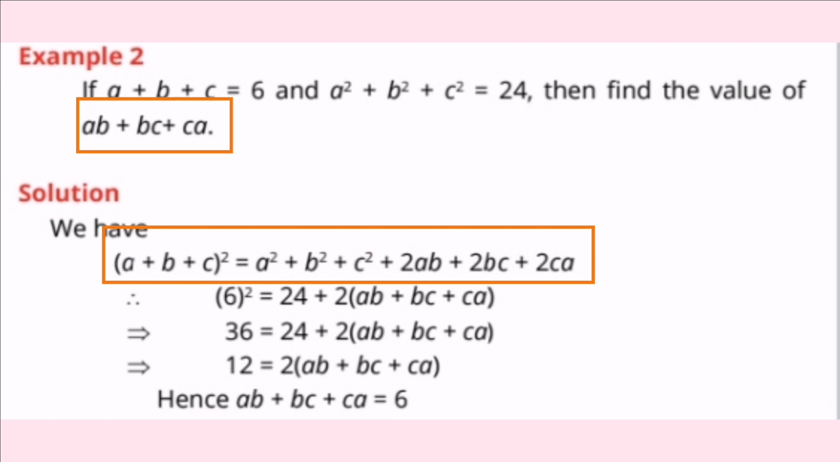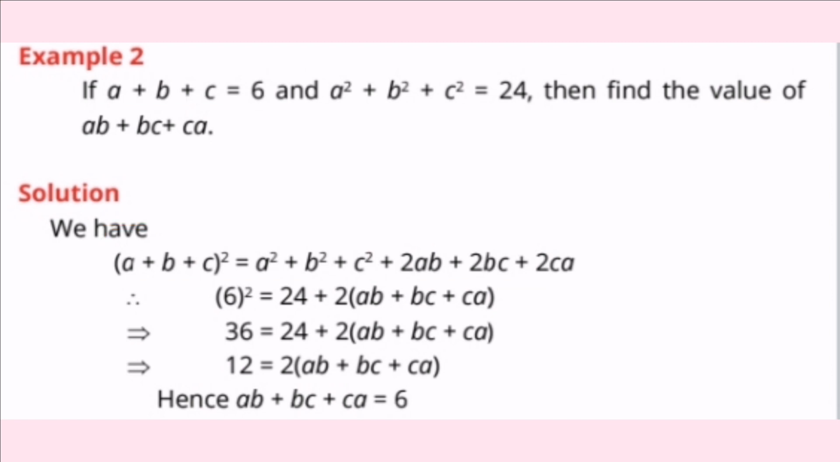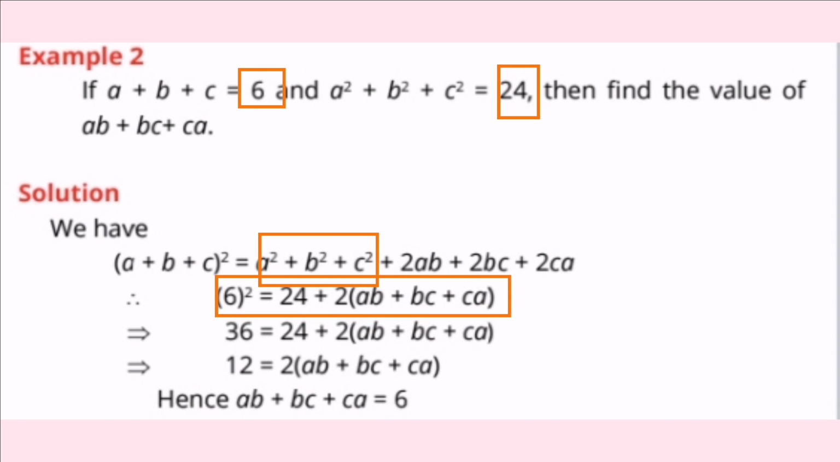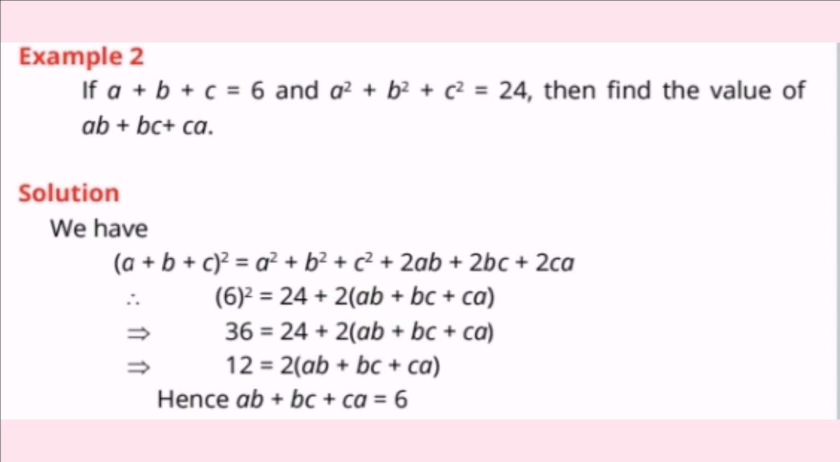Now putting the values: the value of a square plus b square plus c square, which is equal to 24, and by taking 2 common and putting the value of a plus b plus c, which is equal to 6. So 6 whole square is equal to 24 plus 2 times (ab plus bc plus ca). Now 6 whole square is equal to 36, so 36 is equal to 24 plus 2 times (ab plus bc plus ca).